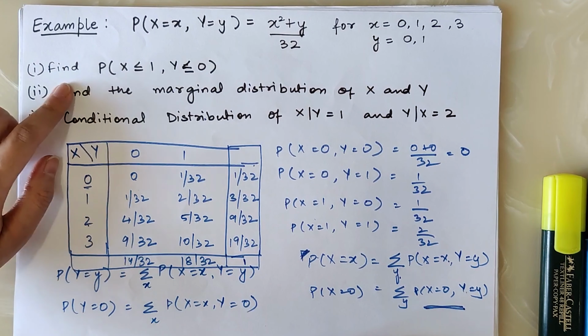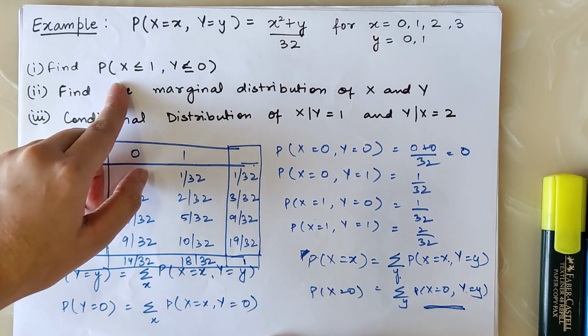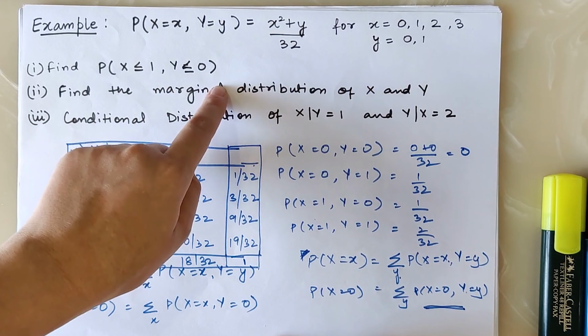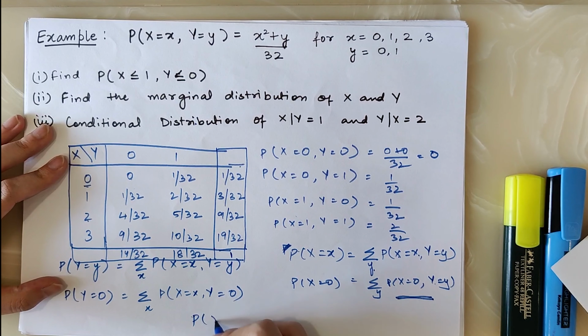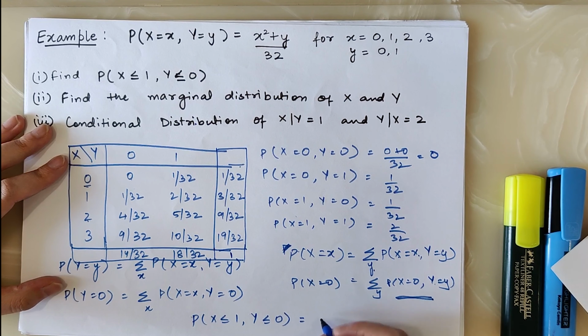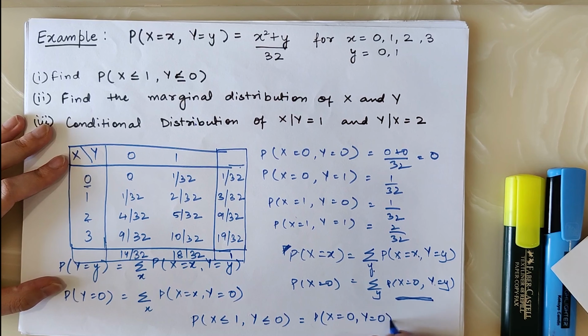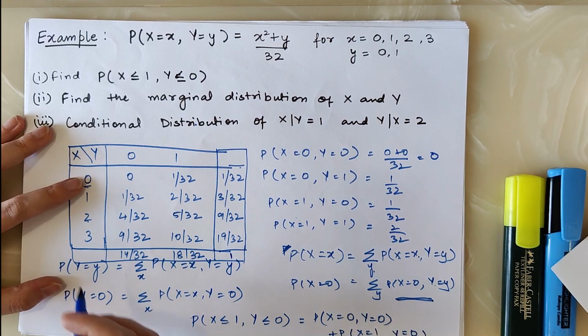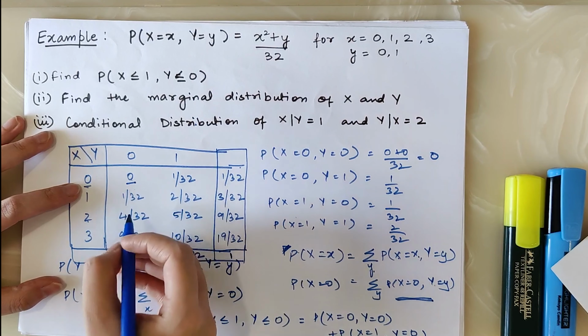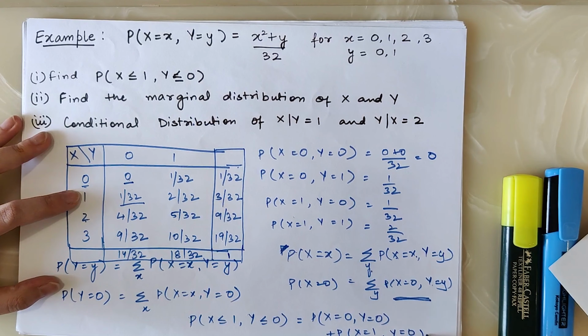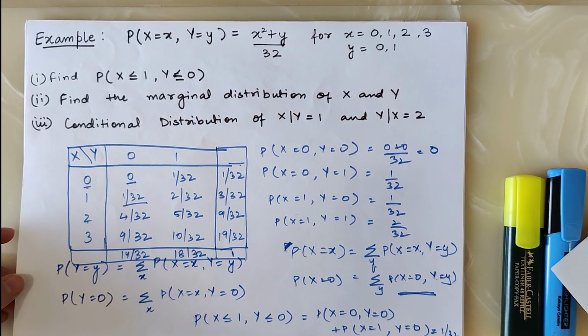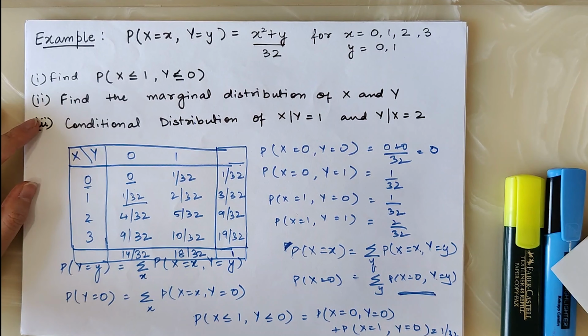Now let's move on to the first part of the question, which is finding probability x less than or equal to 1, comma y is less than or equal to 0. So for probability x less than or equal to 1 and y less than or equal to 0, we have to sum over probability x is equal to 0, comma y is equal to 0 plus probability x is equal to 1, comma y is equal to 0. Now this is basically 0 plus 1 by 32, which is equal to 1 by 32.